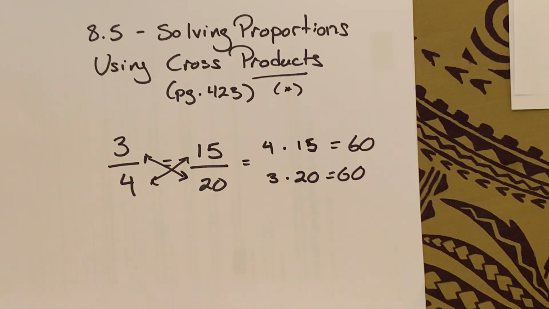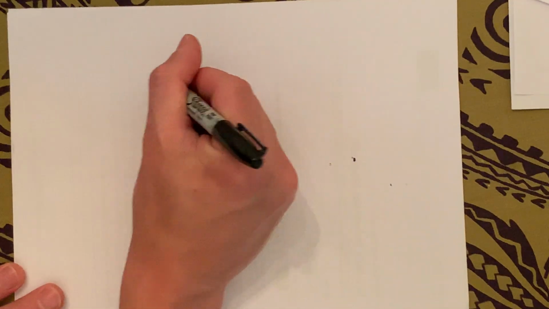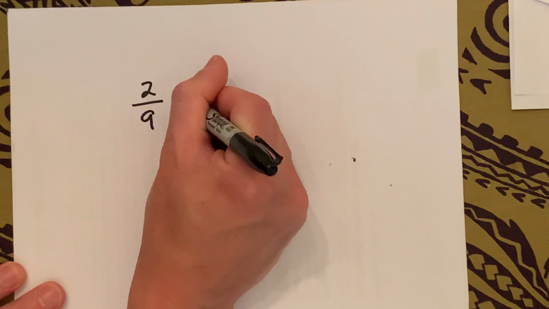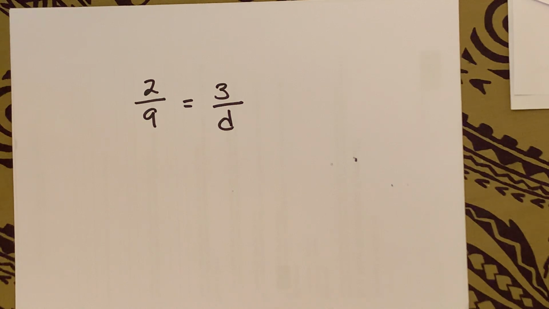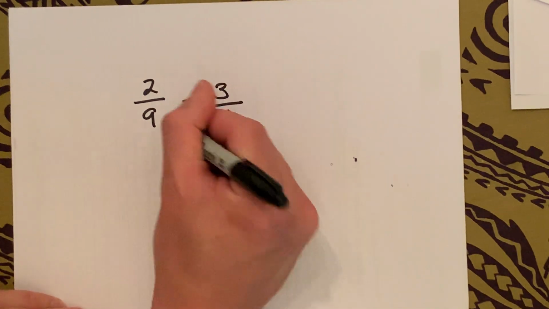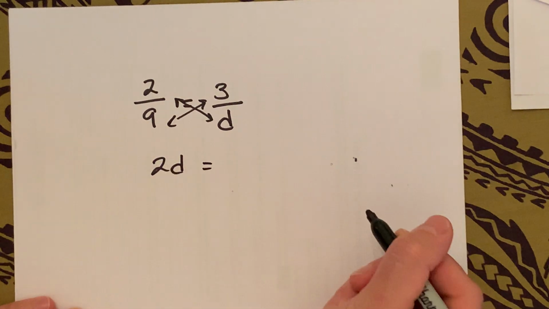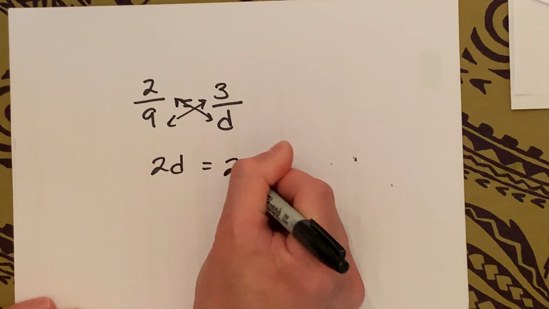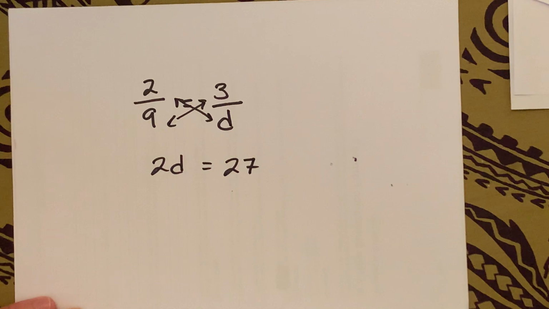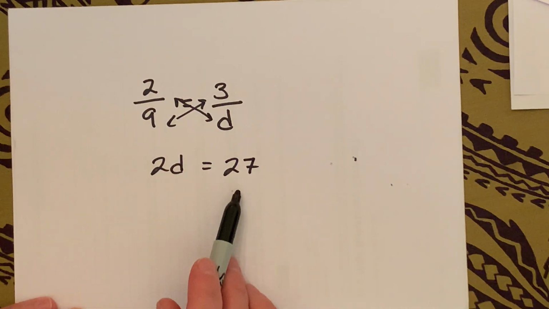So how do you solve a proportion using cross products? Well, you're going to use a cross product, and then you're going to use algebra. So let's take a look at example number 1. In example number 1, we have 2 is to 9 as 3 is to D. So we're going to use the cross products property to solve this. So first, let's use the cross products property to multiply. So I'm going to have 2D is equal to 9 times 3, or 27. 2D is equal to 27. Just how I got there is 2 times D, 2D, 9 times 3, 27.